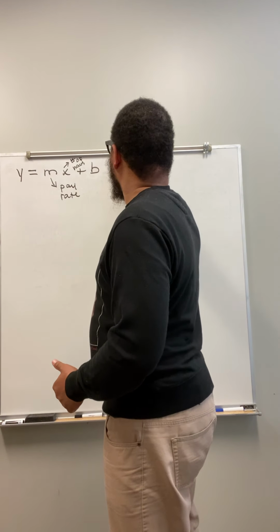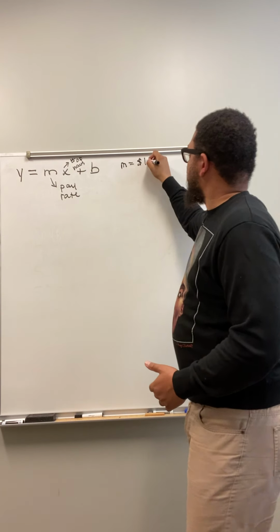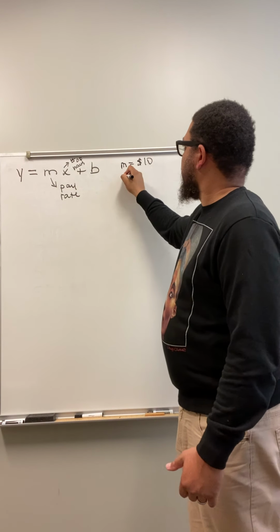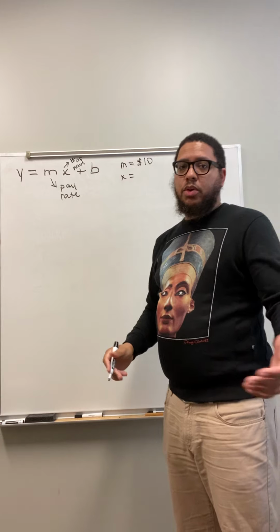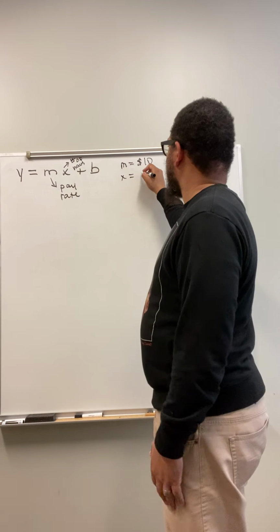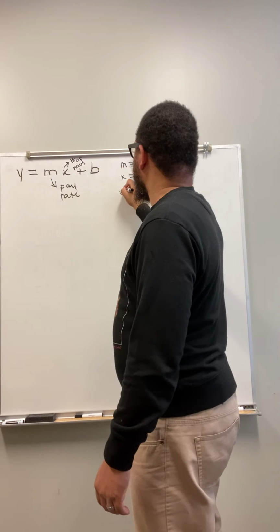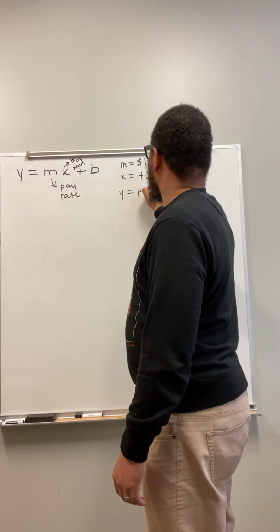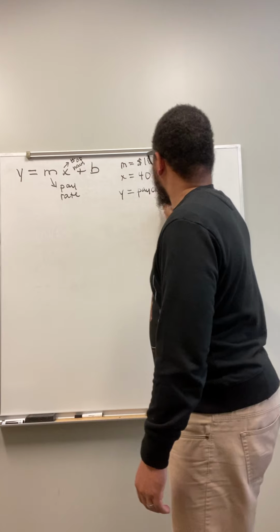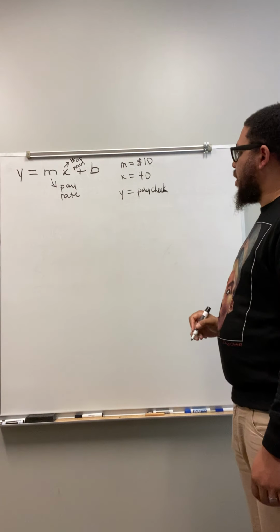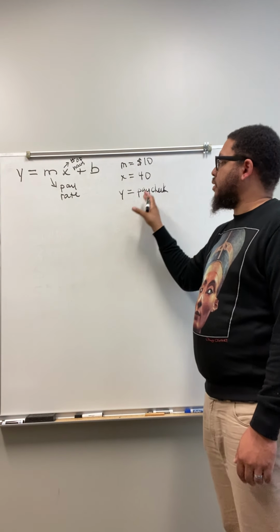Let me write my information down. So my M is $10. My X is the number of hours I work. Let's say in this particular week, this person works 40 hours. All right, now Y is the paycheck. Y is the paycheck, all right? So Y is how much money should be in that check.